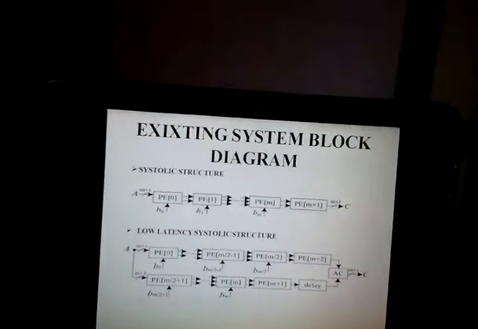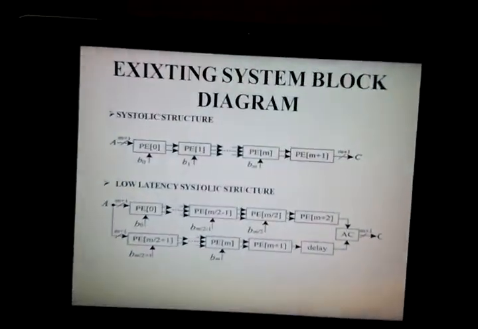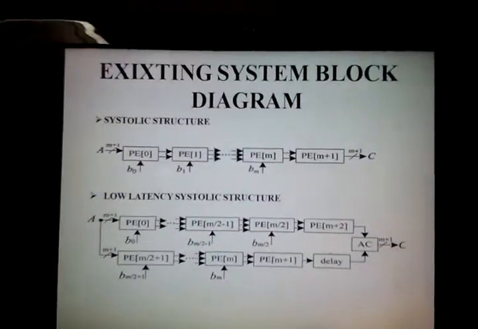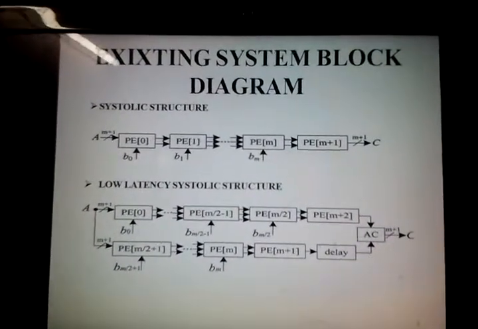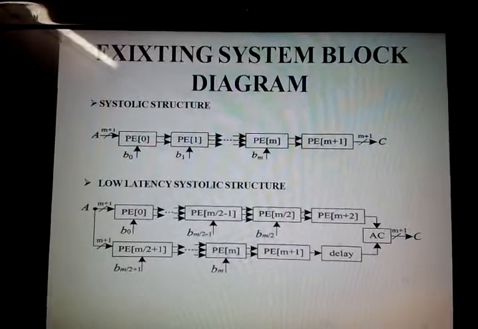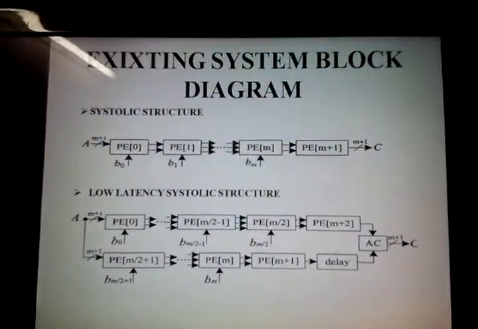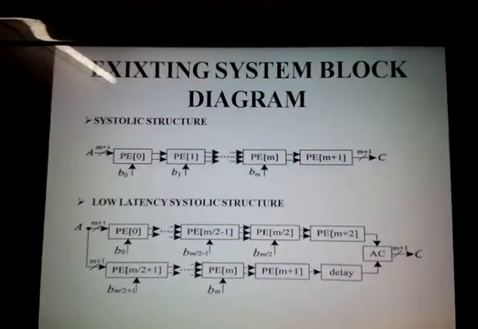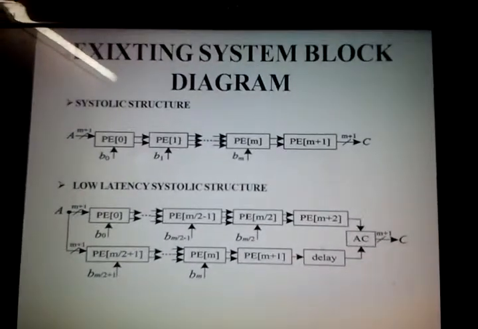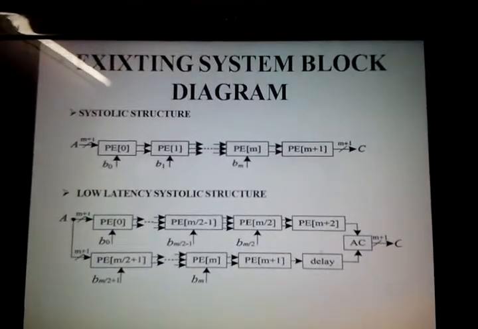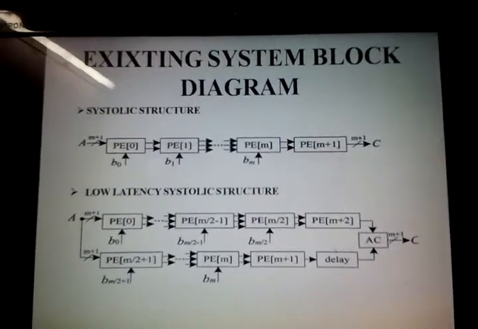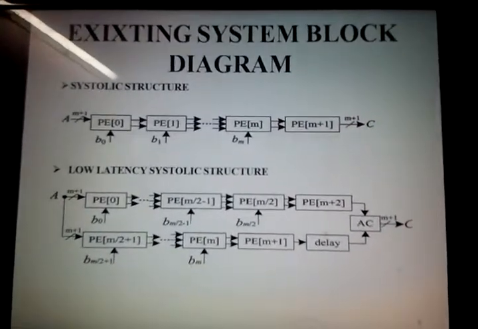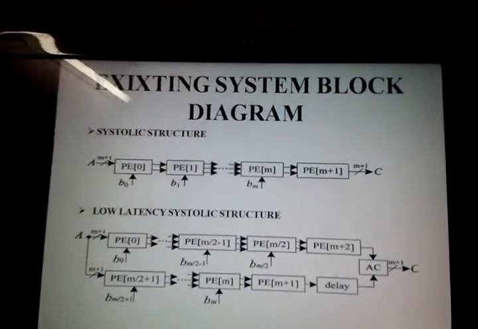This is the existing system block diagram. As I already said, there are two structures in the existing system. One of them is the systolic structure. In the systolic structure, the processing elements are arranged in serial form, that is, one after another, so the latency is increased, and the number of registers used in the systolic structure will also be more.